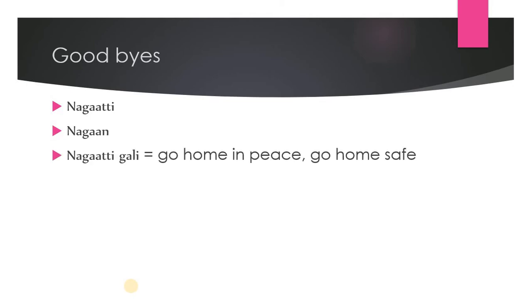So after introducing ourselves, we say goodbye. Nagaatti is goodbye. Nagaan is goodbye. Nagaatti gali, go home in peace. Go home safe. Still goodbye. Nagaan deemi, go your way in peace. Nagaa means peace here.